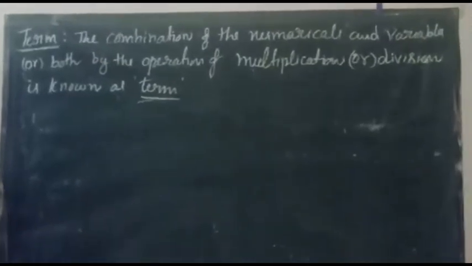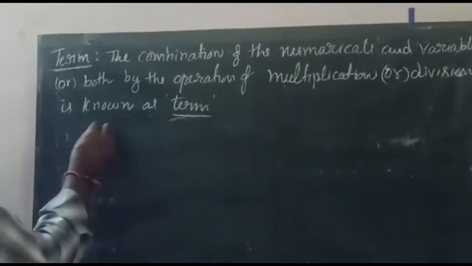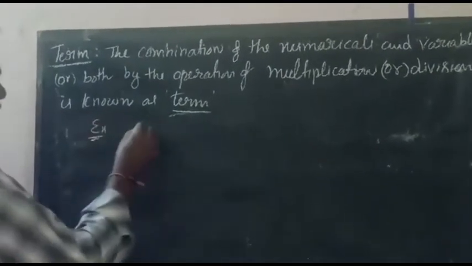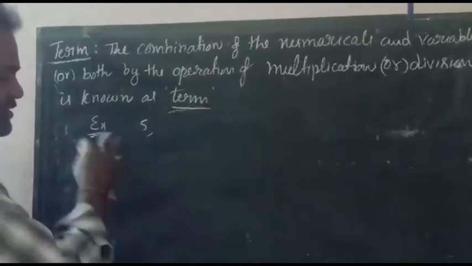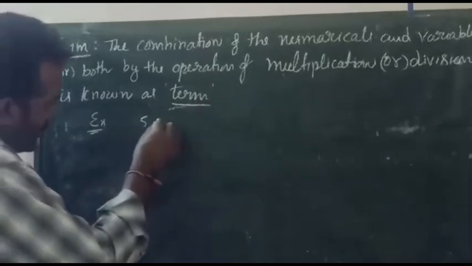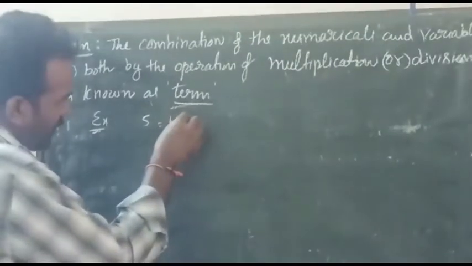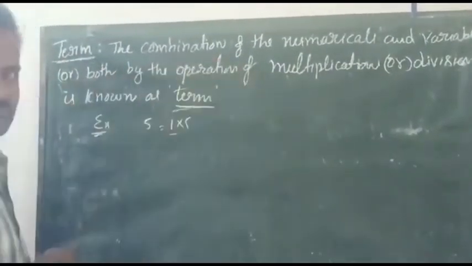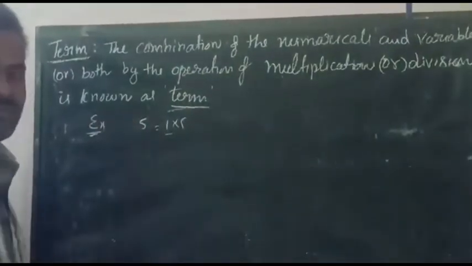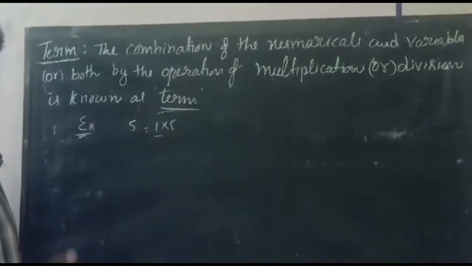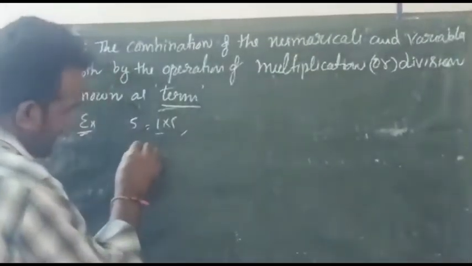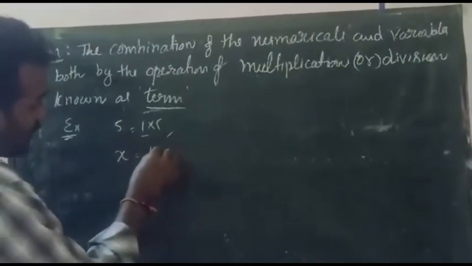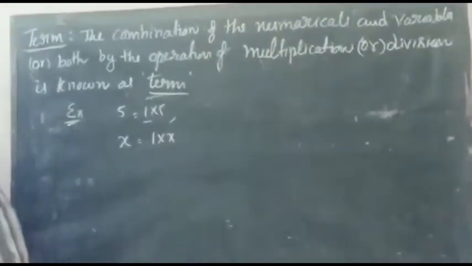For example, see, this is the example. Is 5 a term or not? You can write 5 as 1 into 5, that is multiplication. 1 into 5 is equal to 5. Next, x is another example. You can write 1 into x is equal to x.